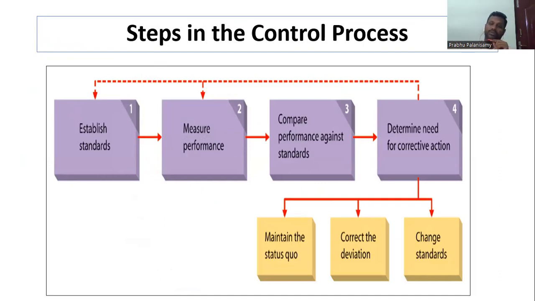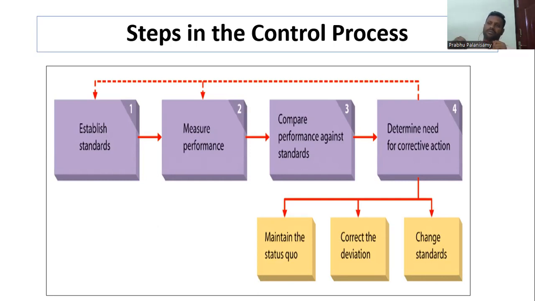Measuring performance. How does it have to be measured? What are the parameters to be taken in this control process? Comparing the performance against the standards. The performance done by the employee or the product, whatever it is, has to be compared with the standards already set by the company. That is nothing but comparing your performance. Determine the need for corrective actions.